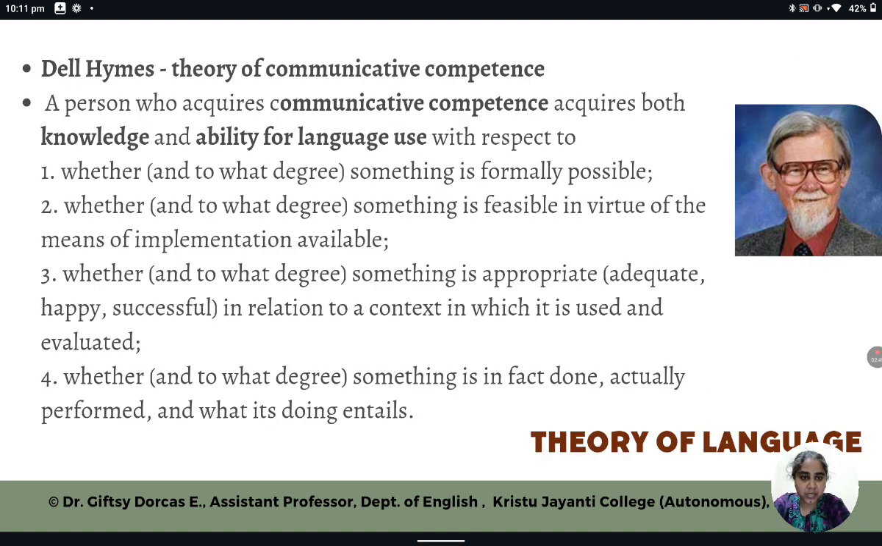is the speech domains. And he put forward the theory of communicative competence, in which a person is able to acquire the following abilities when he uses the language: whether something is formally possible, whether something is feasible, whether something is appropriate, and whether something is in fact done. So his theory primarily focused on communicative competence.